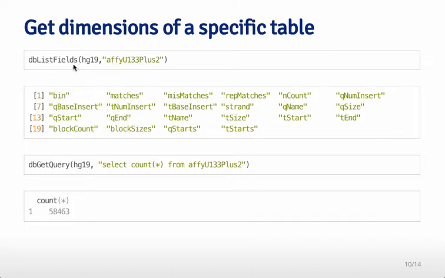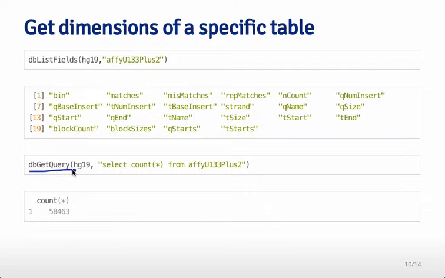You can see if we look at the fields here, there are things like bin, matches, mismatches, and so forth. Now suppose we want to find out how many different rows there are in this data set. We already know something about the columns, because db list fields told us all the column names, and there's something like 22 columns in this table. Then what we might want to know is how many rows it has.